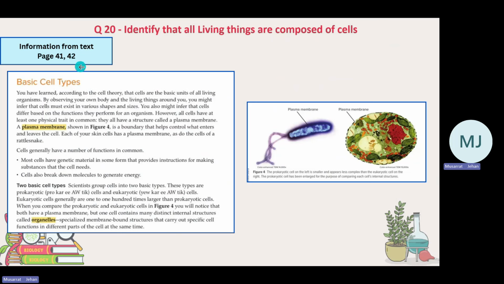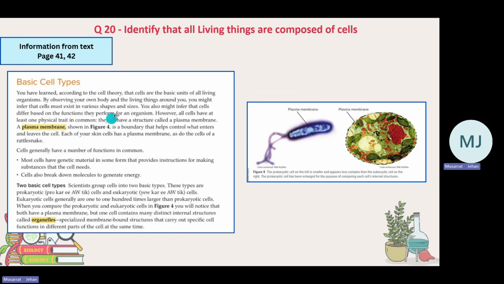So what are the basic cell types? You know the cell theory. According to cell theory, cells are the basic units of all living organisms. 3 points of cell theory. Cell is the basic unit of living organism. Then all living things are made up of cells. And thirdly, cells arise from pre-existing cells.